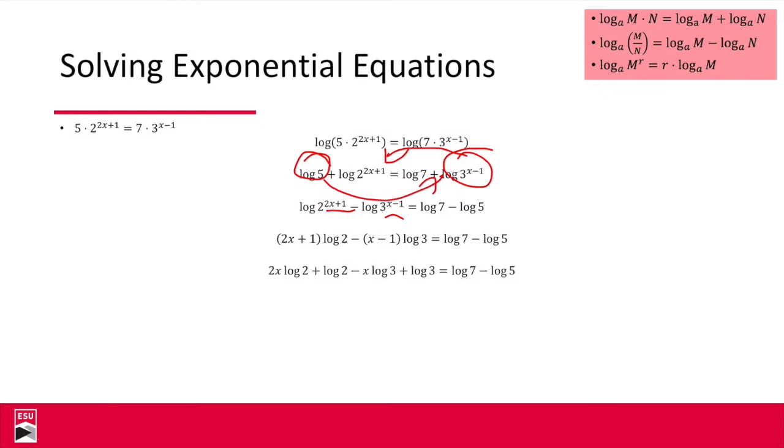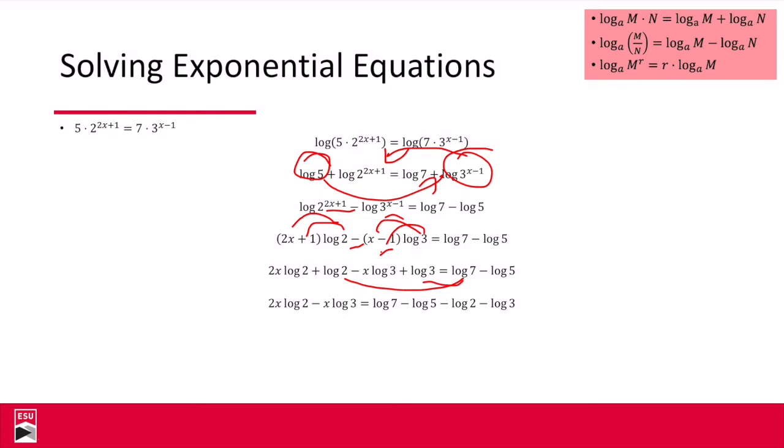What we do next is go ahead and distribute. So I distribute log 2 into both of those and log 3 into both of those. So we have 2x log 2 plus log 2 minus x log 3 plus log 3. And so we have a minus and a minus, which gives us a plus. Log 3 equals log 7 minus log 5. So now we're going to try to isolate our variable, our x. So go ahead and subtract that log 2 and add that log 3 to the other side. Right, so I moved this log and this log over.